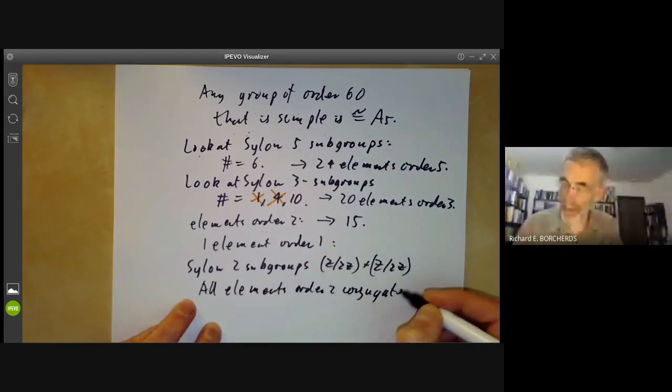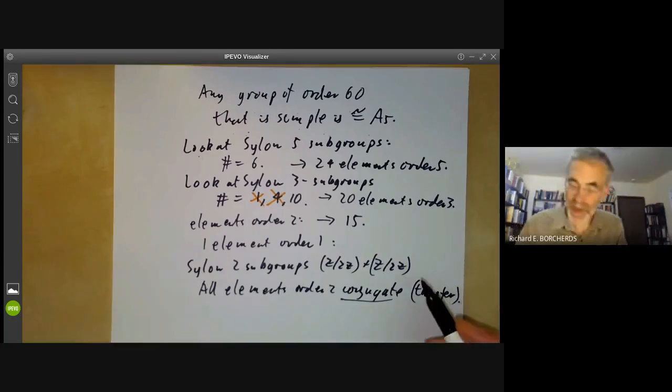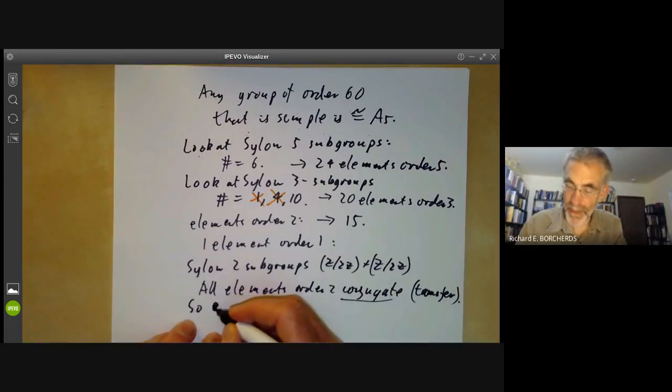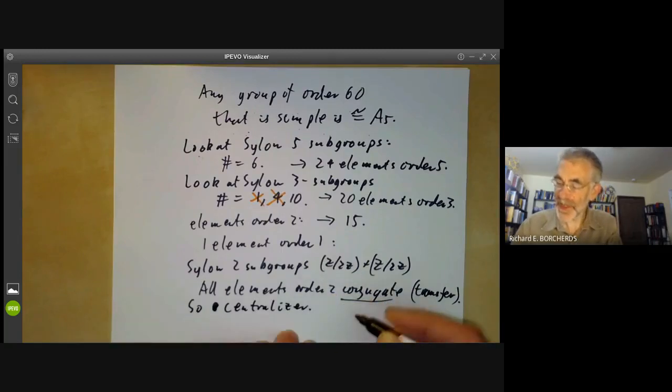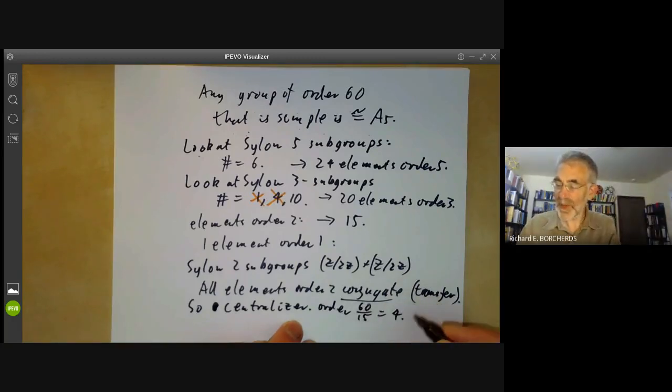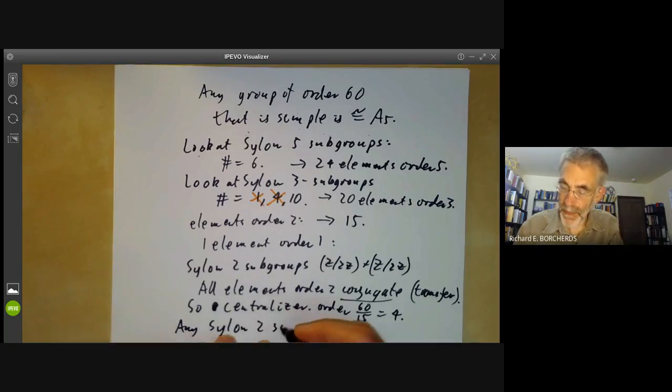Here this uses the transfer map we were discussing earlier. So the centralizer of an element of order 2 must have order 60 over 15, which is equal to 4. So it must be the Sylow 2-subgroup. This means that any Sylow 2-subgroups must be disjoint.